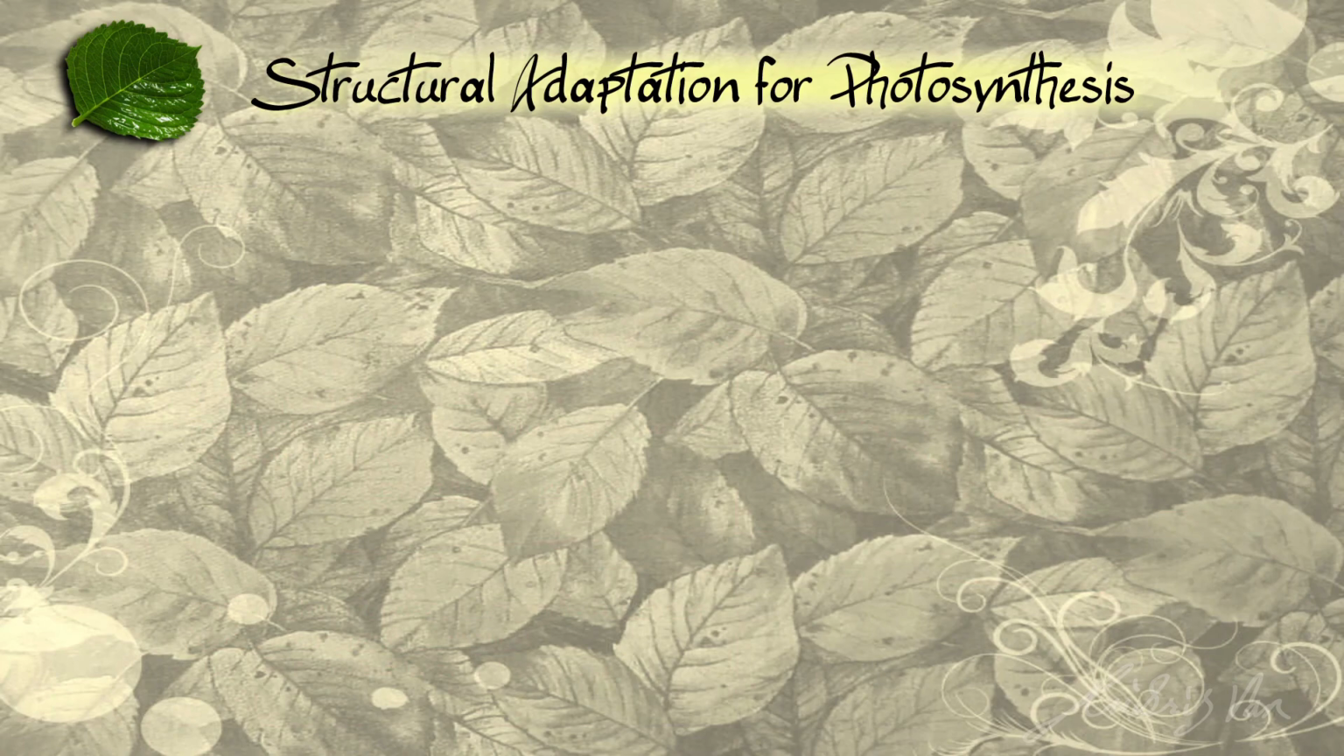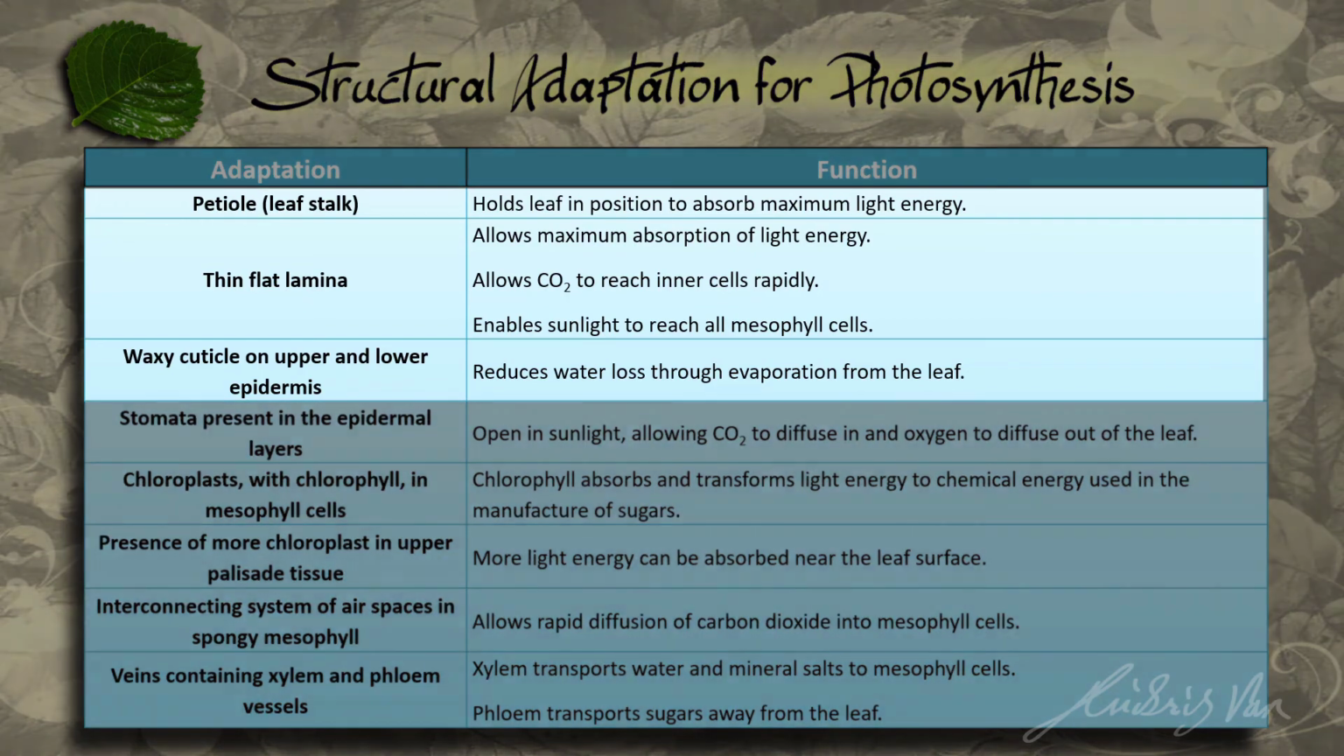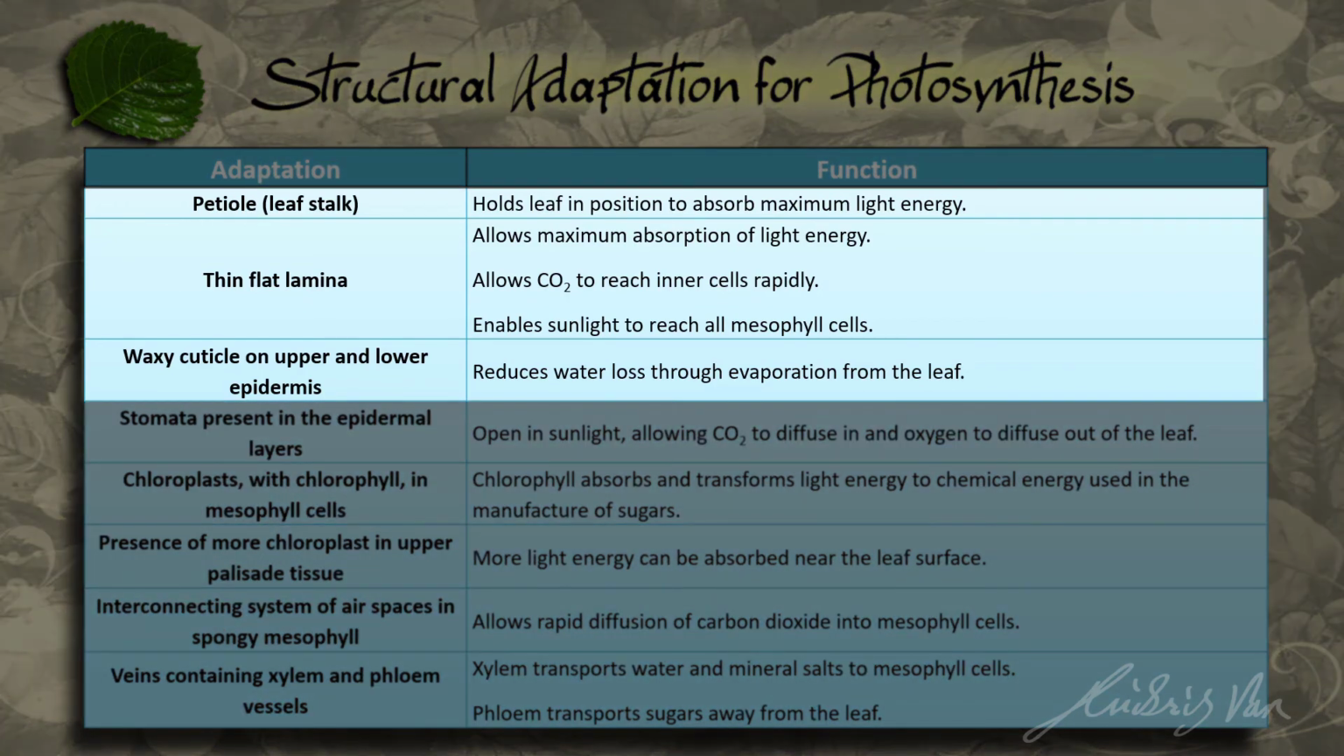To summarize what we have gone through, I have this huge table down here with various parts of the plant. Some of the parts are more important. For example, the internal structure is more important. Petiole to hold the leaf in place, to reduce blockage of other leaves, not that important. The leaf is thin to allow rapid diffusion of CO2, also not that important. The waxy cuticle to reduce water loss through evaporation, also not that important.